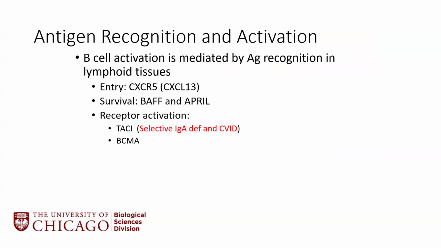So in general, B cell activation is mediated by antigen recognition in the lymphoid tissues of lymph nodes. You get entry mediated by CXCR5. This is one that I would start to remember. CXCR5 is the signal to get to the B cell zone in lymph nodes.